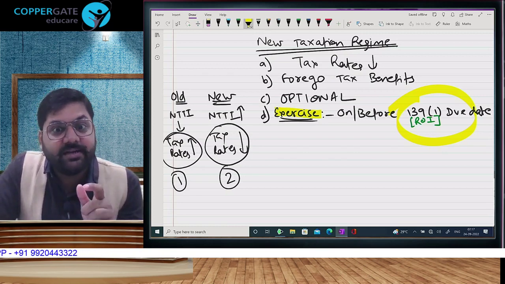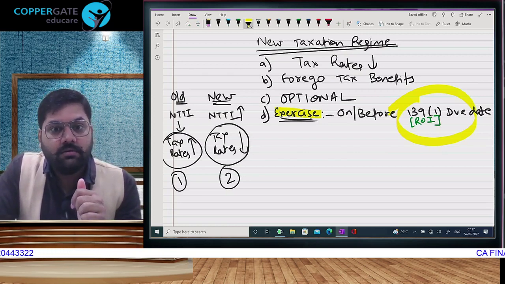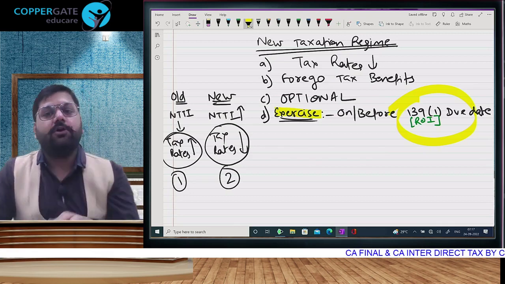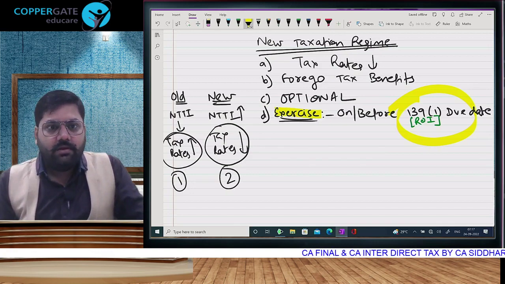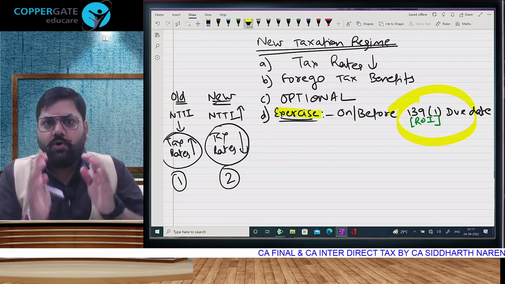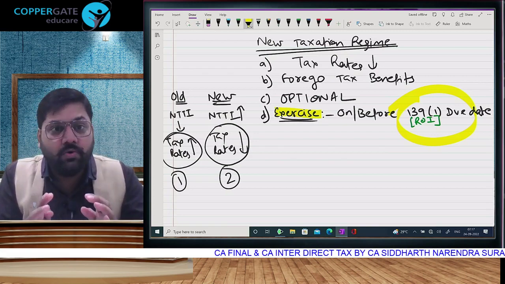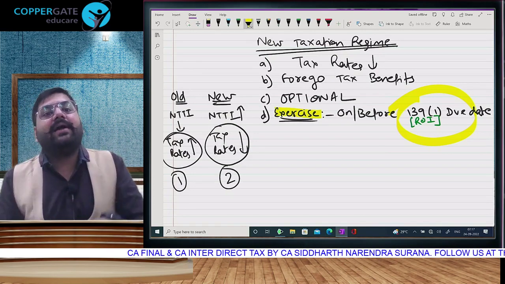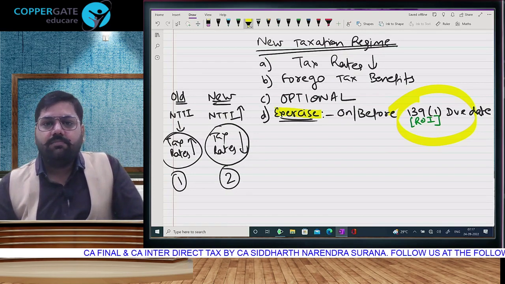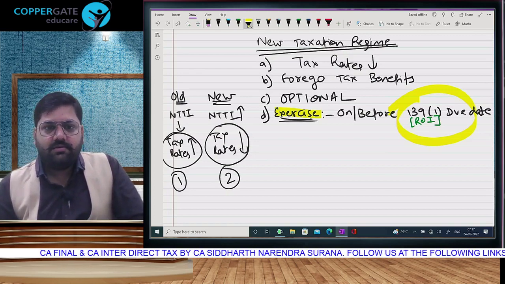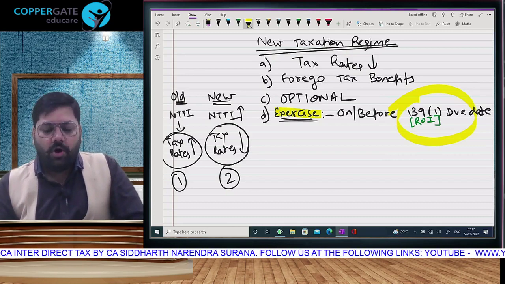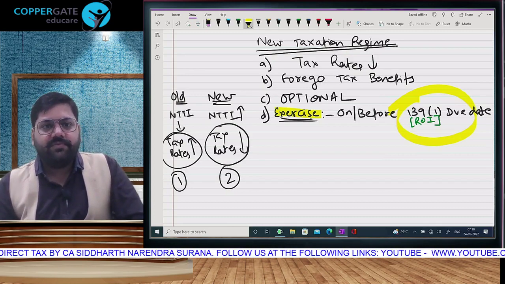In other words, see my interpretation and see if you understand. If you don't exercise the option before the due date, then by default you will be in the old regime. So you are in the old regime. You want new? Choose before the due date. Then new. Otherwise by default, old regime. Friends, did you understand? Hello? Yes. So you have to exercise this option on or before the due date of return filing.